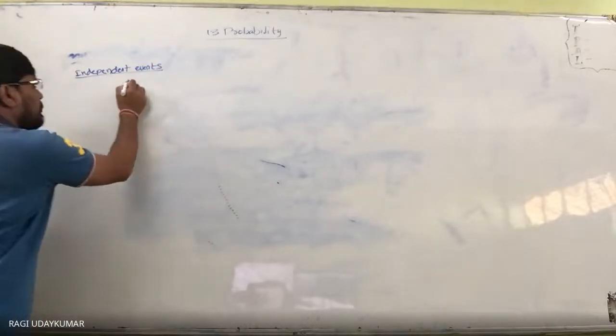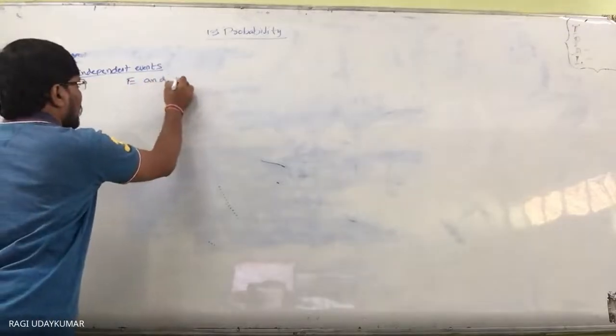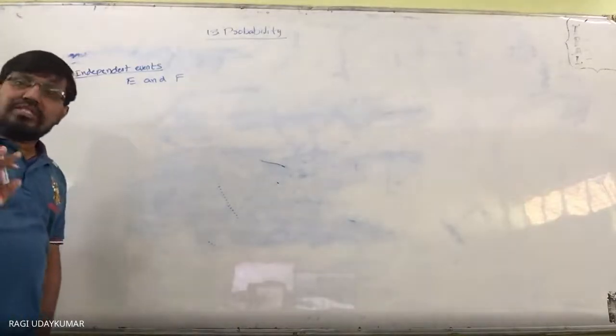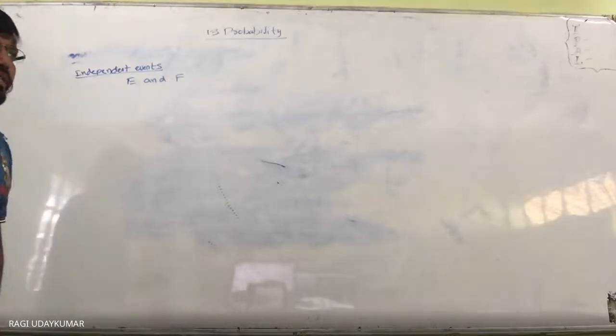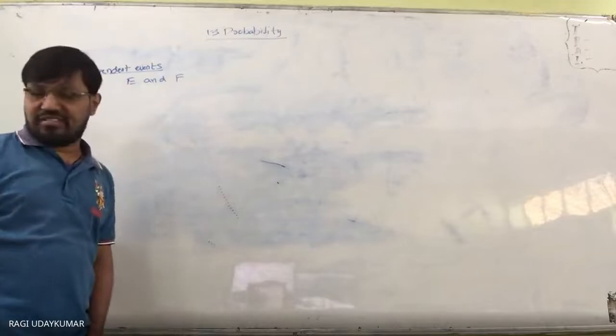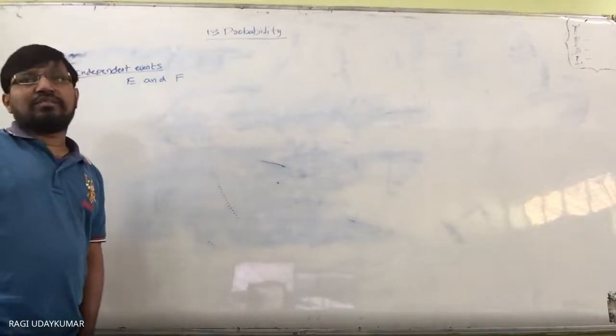Independent events. Two events E and F are said to be independent events. The original definition, which most people remember, is that the probability of E intersection F is equal to the probability of E times the probability of F. That's not the original definition, though.